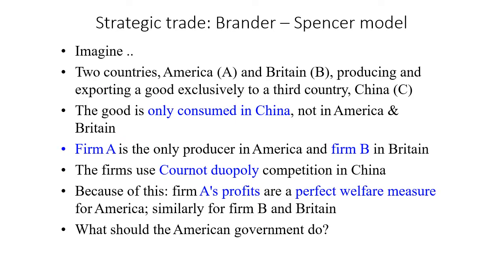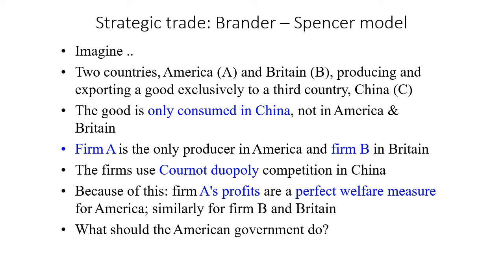We're going to tackle the Brander-Spencer model now. We're going to assume there are two countries, America and Britain. America is country A, Britain is country B. We're going to assume there's a third country, which is China, and we're going to call that country C. But America and Britain are the only two countries producing and exporting a good, and they're exporting that to China, and China is the only one that consumes this good. America does not consume this good and Britain does not consume this good.